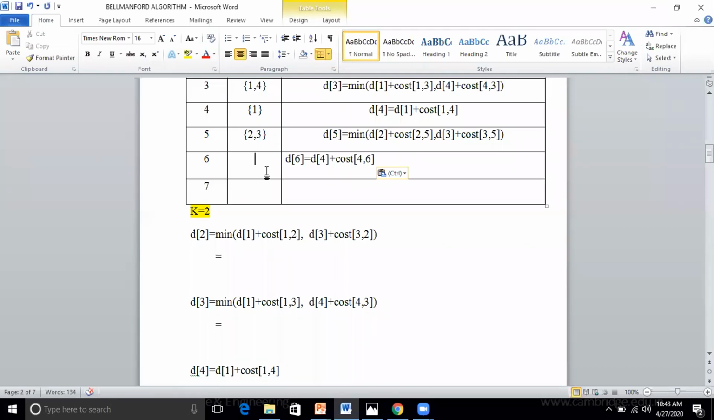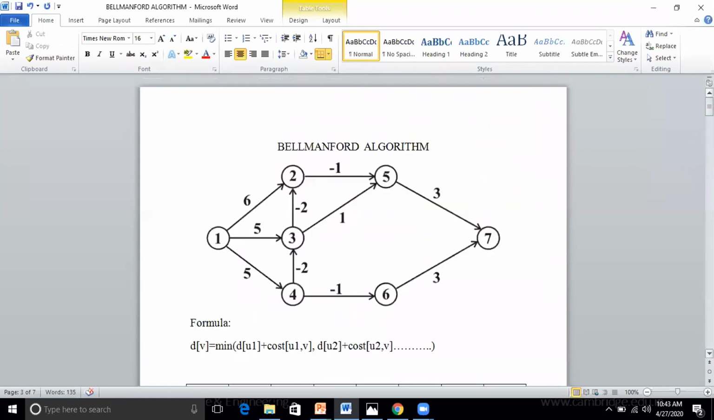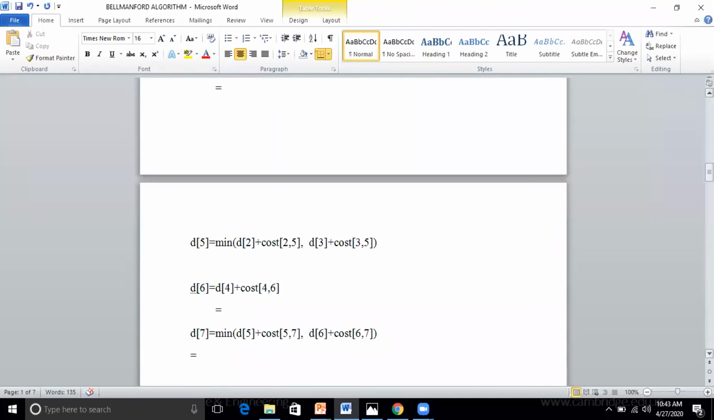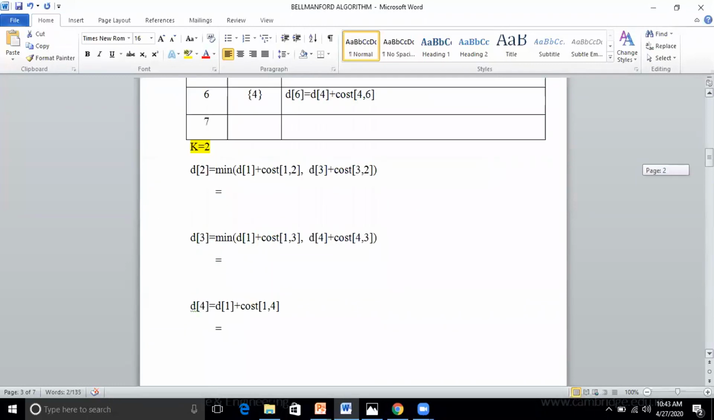Now, since the one incoming vertex is 4, can I write this formula directly? D of 6 is equal to D of 4 plus cost of 4 to 6. Yes, sir. What about 7? Two incoming edges, from 5 and 6. The formula remains like this: D of 7 is equal to min of D of 5 plus cost of 5 to 7, comma, D of 6 plus cost of 6 to 7.